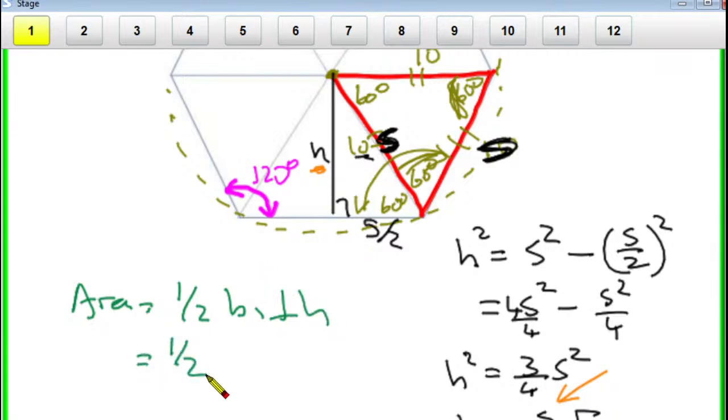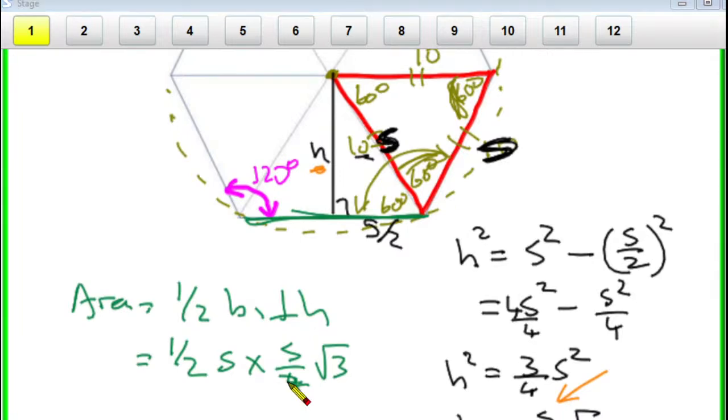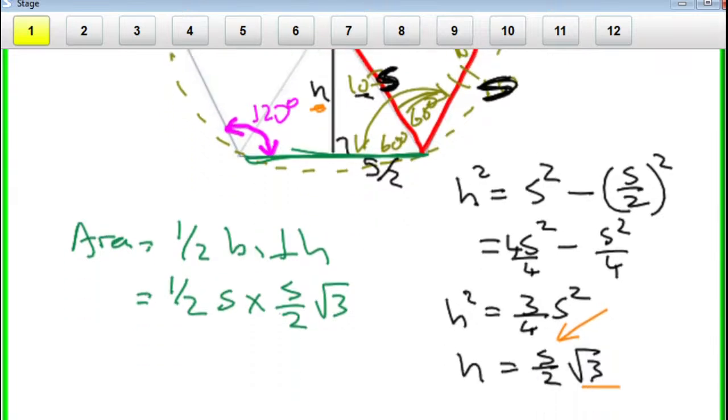So this is going to be a half times the base of the triangle, which is S, whatever S is, the length of the hexagon sides, times H, which we've just calculated to be S over 2 times the square root of 3. And then that 2 below the line and that 2 below the line will be multiplied to give us 4, and the S and the S above the line will multiply to give us S squared. So we've got S squared over 4 times the square root of 3.